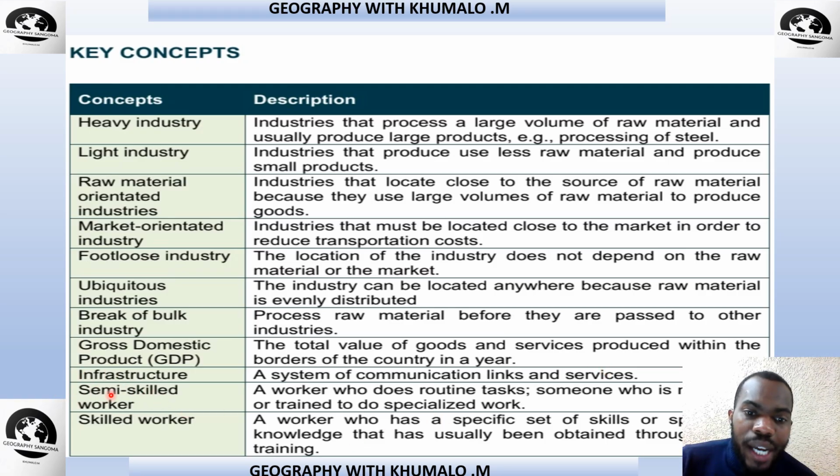And then semi-skilled worker, it's a type of worker who does routine tasks, someone who is not skilled or trained to do specialized work. So you can just take that part that says someone who is not skilled or trained to do specialized work. That will be a semi-skilled worker or an unskilled worker. Then we've got the skilled worker. The skilled worker, grade 12, we say that it's a worker who has a specific set of skills or specialized knowledge that has usually been obtained through formal training. So this one has formal training, but the semi-skilled does not have formal training.